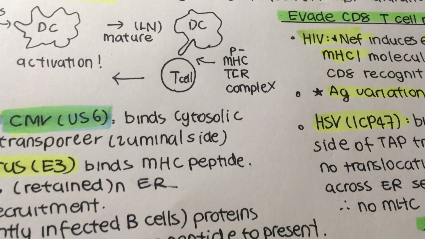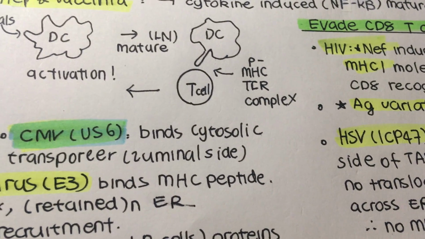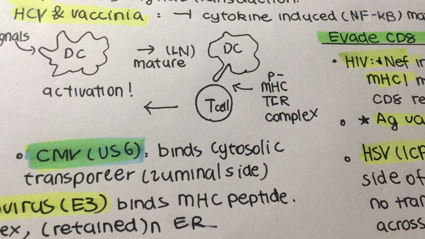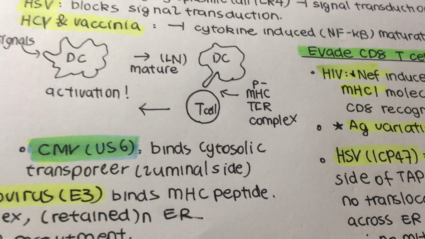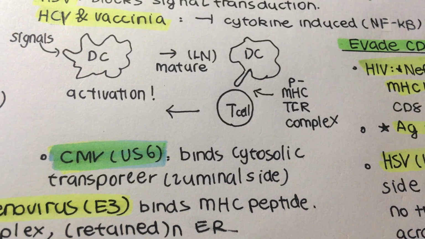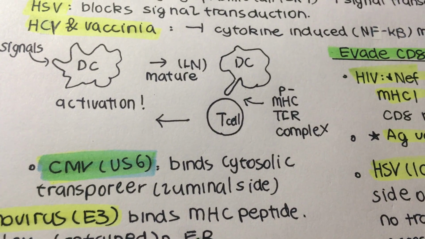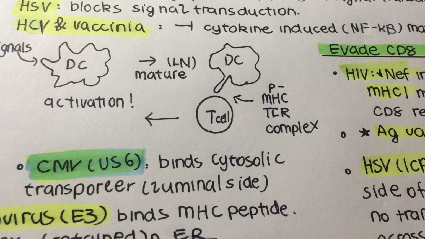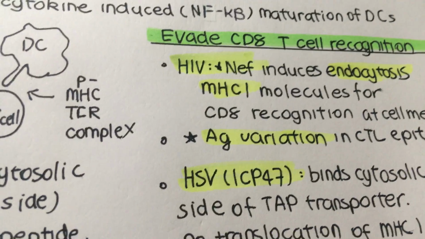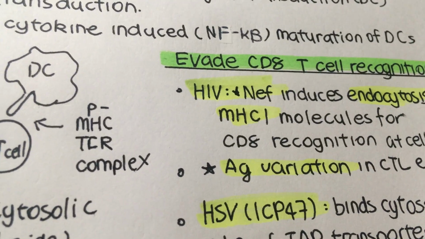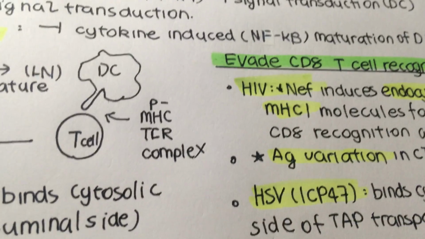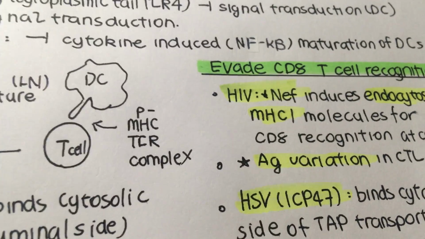And then other strategies include evading the CD8 T cell responses. So we just evaded the CD4 responses and some CD8. And basically we can do this by downregulating MHC class 1 expression on the surface. HIV does this using a NEF protein, which endocytoses the MHC1 protein for CD8 recognition. It also does this by changing the antigen so that the peptide epitope can't be recognized by the T cell receptor.